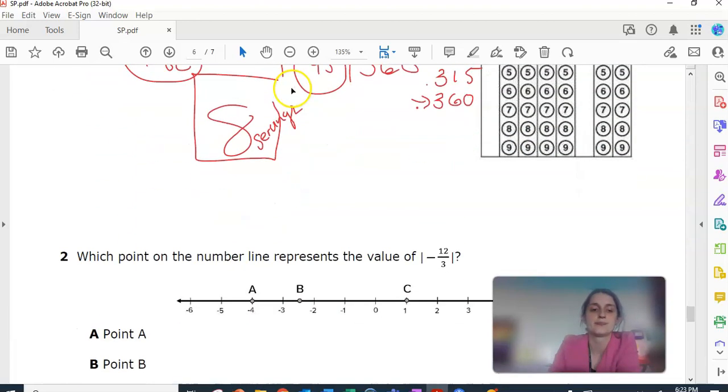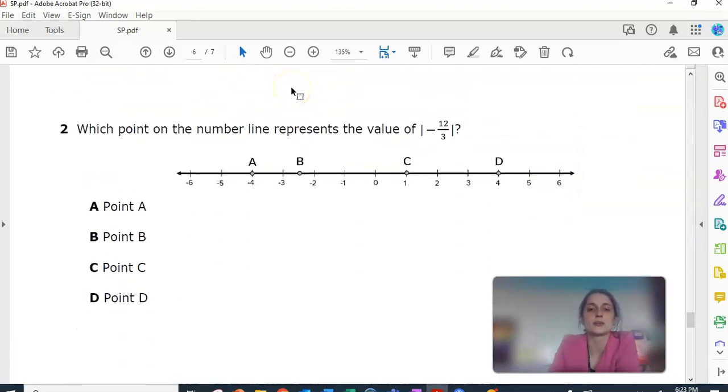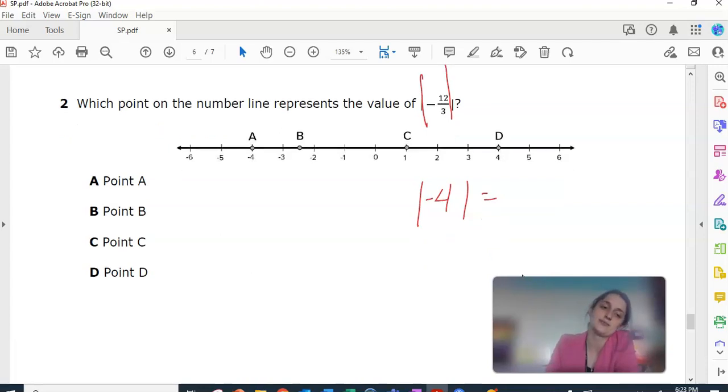Next problem. What point on the number line represents the absolute value, that's what these lines are, of negative 12 divided by 3? So let's start inside our symbols with the 12 divided by 3. 12 divided by 3 is 4, and we're going to keep our negative sign. What is the absolute value of negative 4? Hint, don't pick negative 4, because that's not it. Pick the answer that has the point that is on the answer to the absolute value of negative 4.